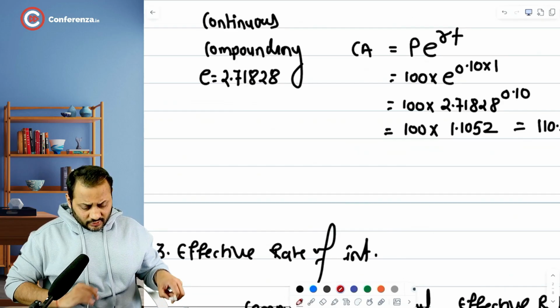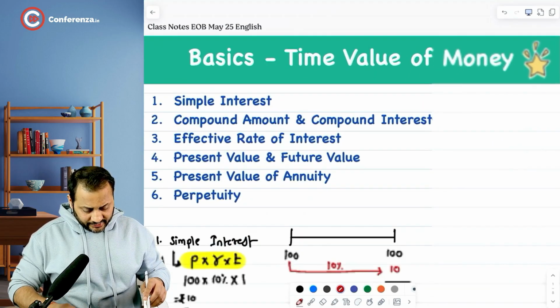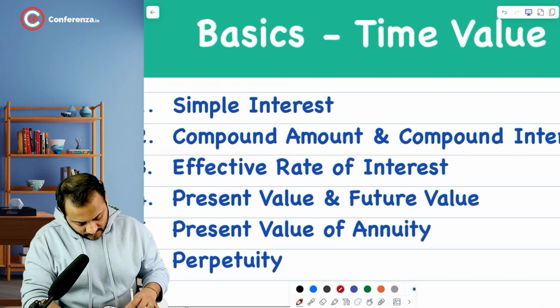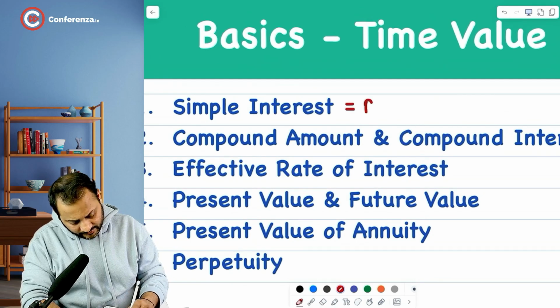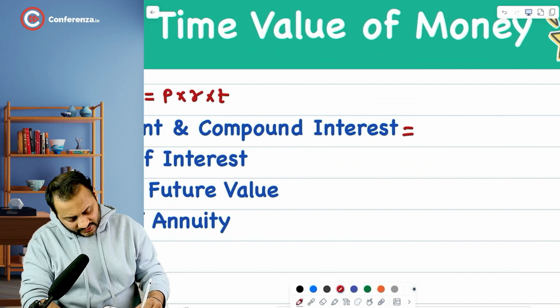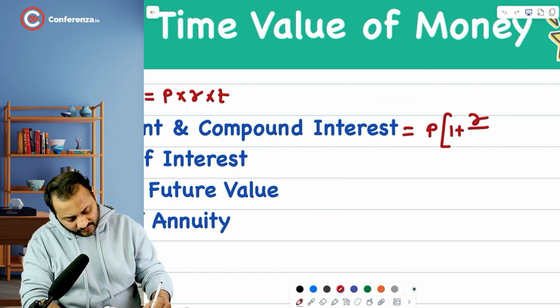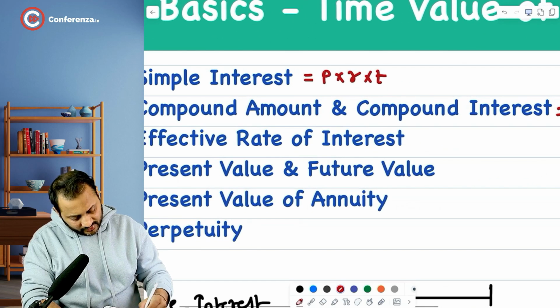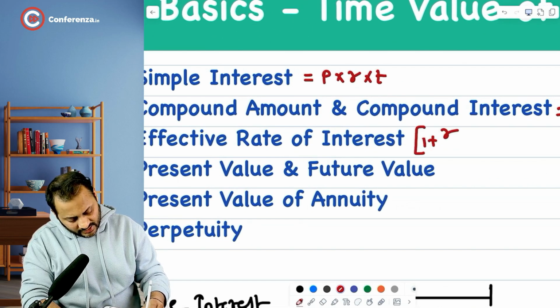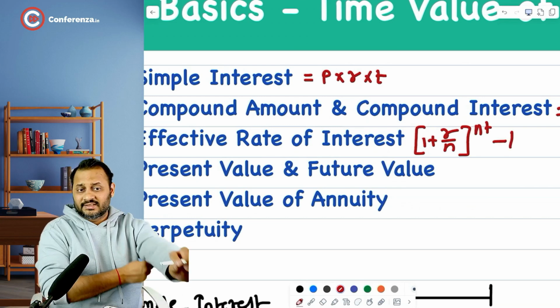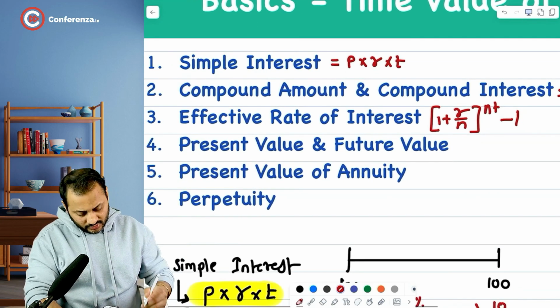I will just summarize and close this lecture here. Simple interest, the formula was very simple. It is nothing but principal into rate into time. Agree? Compound amount is nothing but principal in bracket 1 plus rate of interest divided by number of compounding in a year, to the power nt. The effective rate of interest is nothing but 1 plus r divided by n to the power nt, minus 1. 1 is that principal amount that we have to avoid.